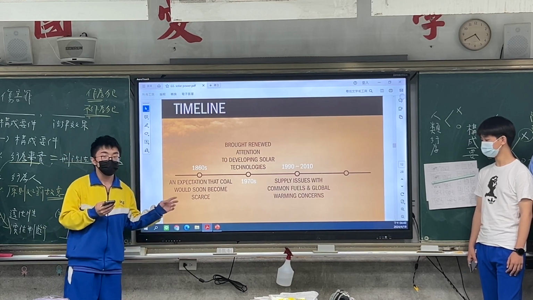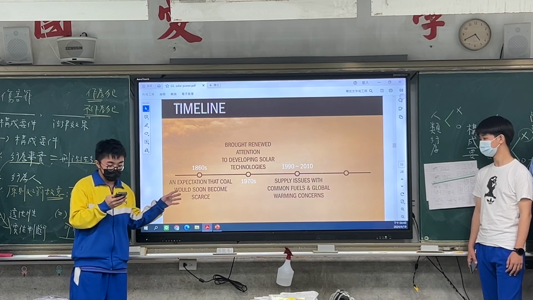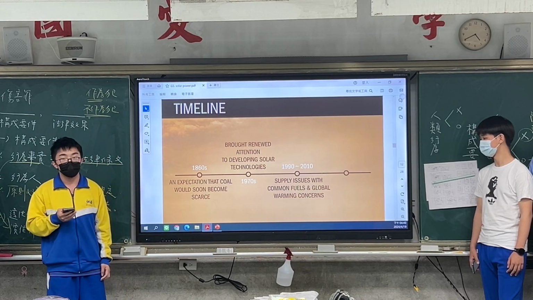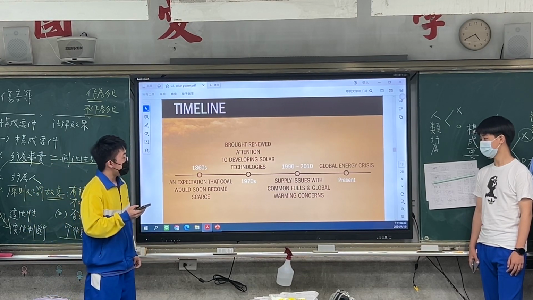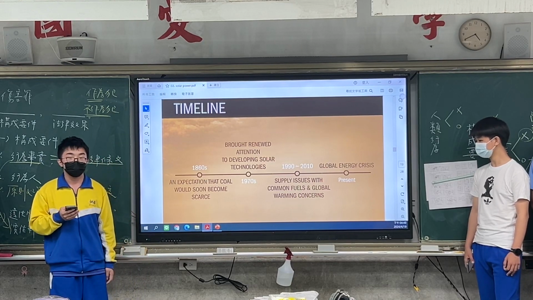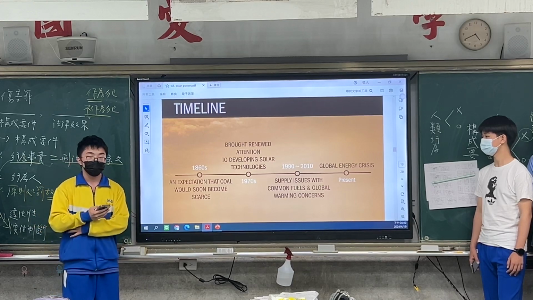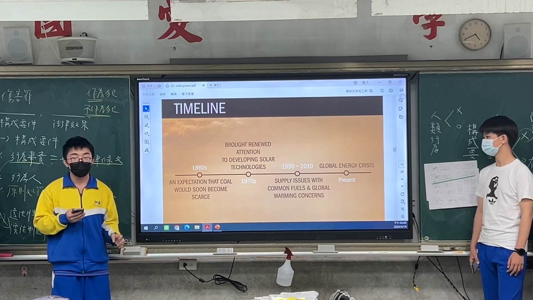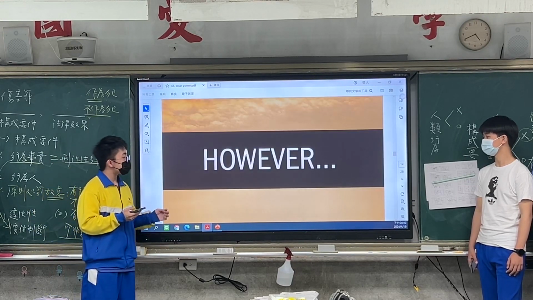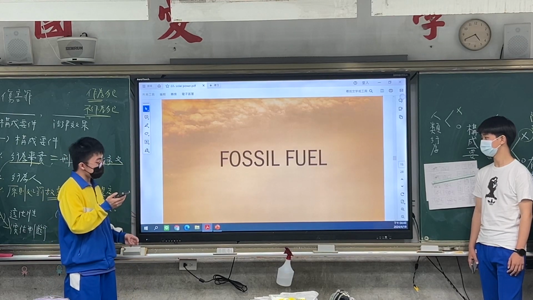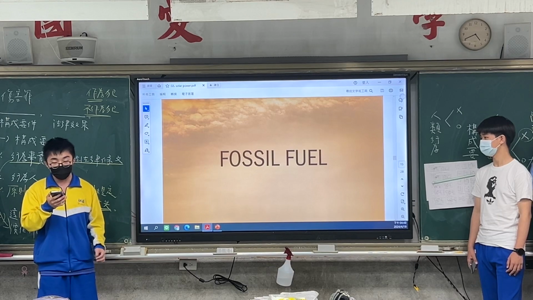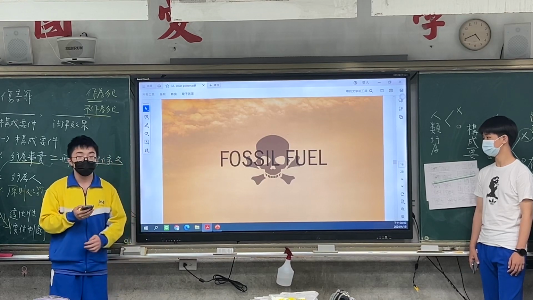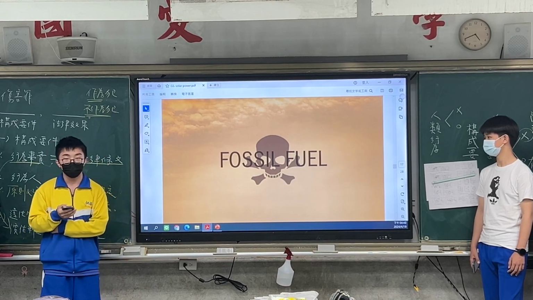In the mid-1990s, rooftop solar began to accelerate due to supply issues with common fuels, followed by global warming concerns. Fourthly, due to the recent global energy crisis, utility scale solar was still the cheapest energy source due to the rising cost of other energy sources. However, fossil fuel subsidies have slowed the growth of solar generation capacity, causing it to still remain the most common power energy.